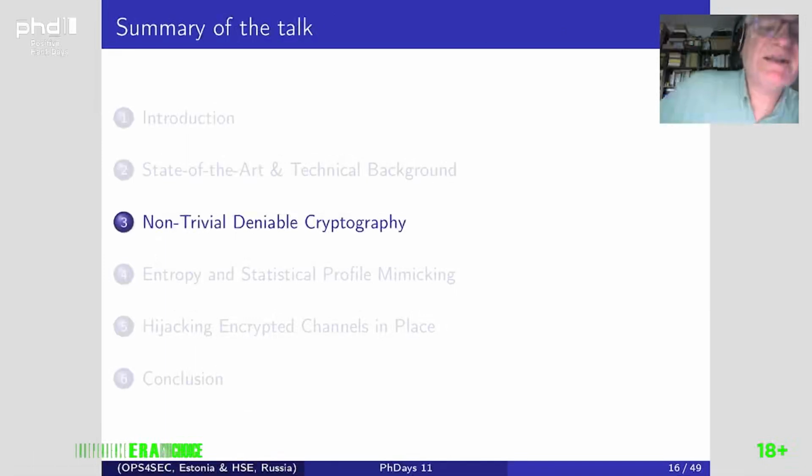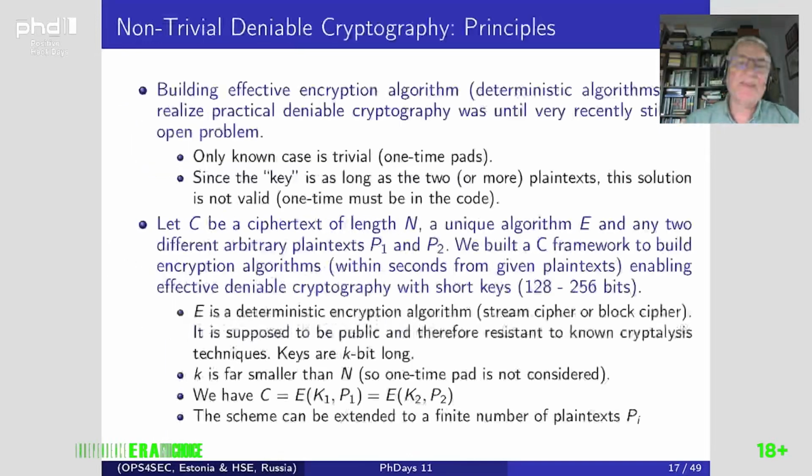So, let us now consider non-trivial deniable cryptography. It is important because most of the attacks will be performed by means of malware, so we have the risk that the malware can be analyzed and reveal the secret of the attack. Deniable cryptography consists in producing two different plaintexts from a single ciphertext with two different keys. This is one of the applications.